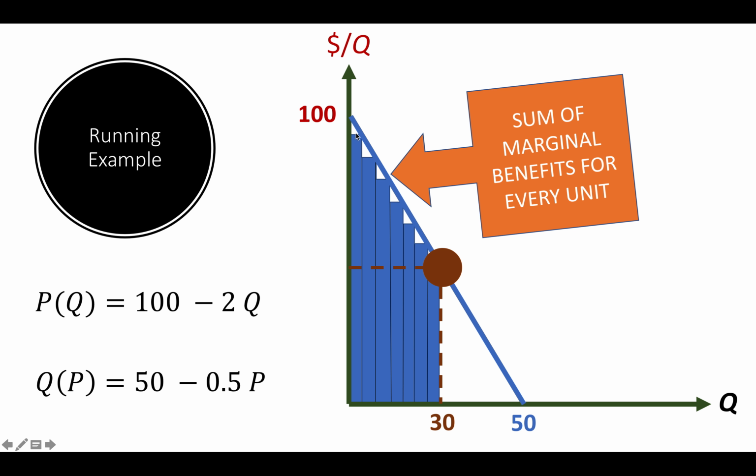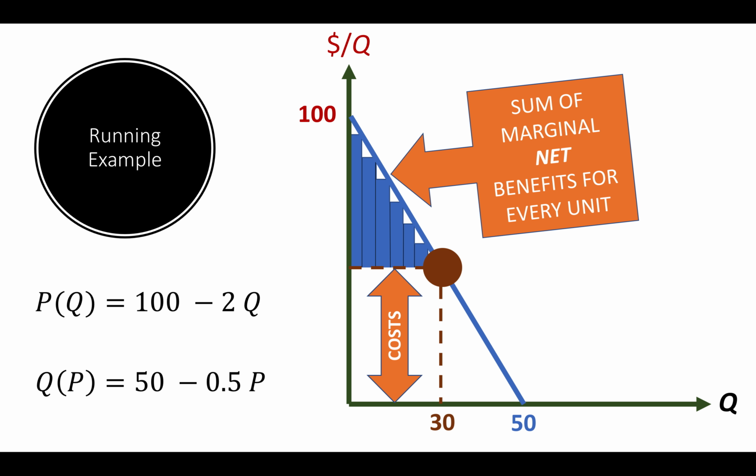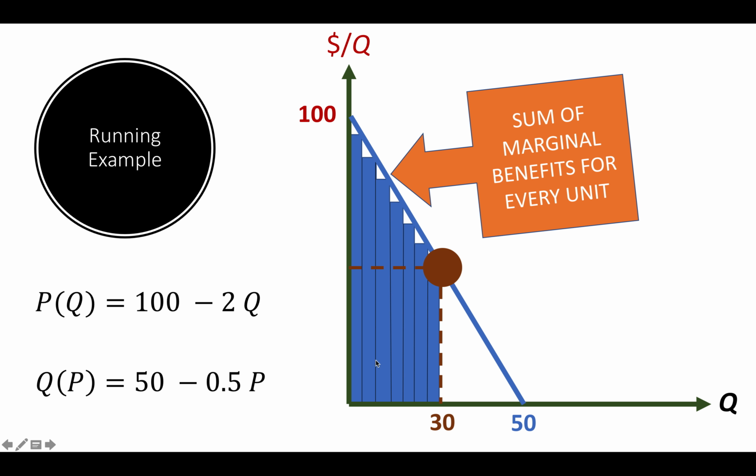I value the next unit less and less due to my diminishing marginal utility for whatever this particular good is, but I'm still willing to pay something for it, and that's what we're seeing here. Once I get 30 of them, this is how much I would value the next unit. So I wouldn't be up at my choke price. I would be down here at some lower value.